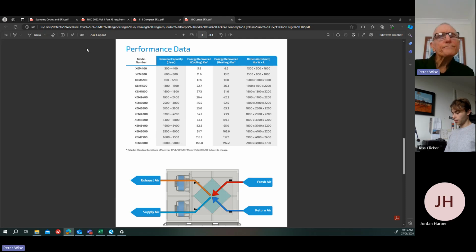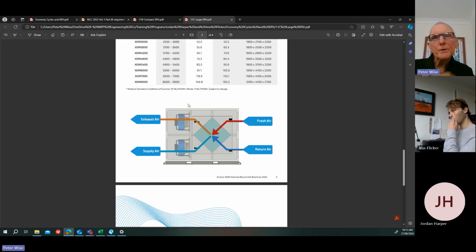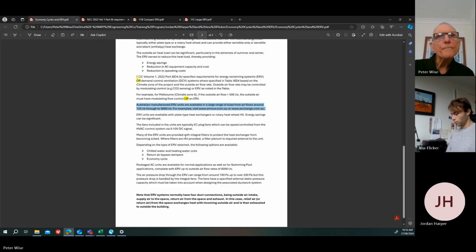These can be built into a packaged air conditioning unit with a refrigeration system or chilled water coils, heating water coils, bypass dampers. They can get very, very elaborate. Generally, the fans they use are EC plug fans. They can be speed controlled from the control system via a 0 to 10 volt DC signal.